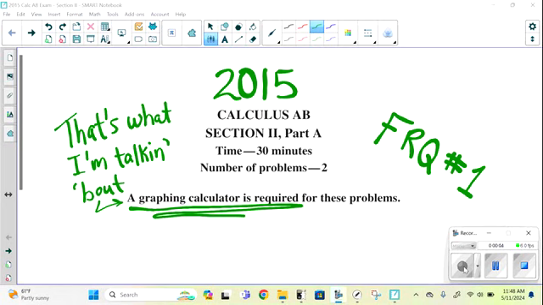There you are. Welcome to this request. I had several people request the 2015 free response question section of the AP Calculus AB exam. And no doubt you are all in the same class and you all had the same assignment. I don't know, maybe not. But you know what? I'm going to do it.